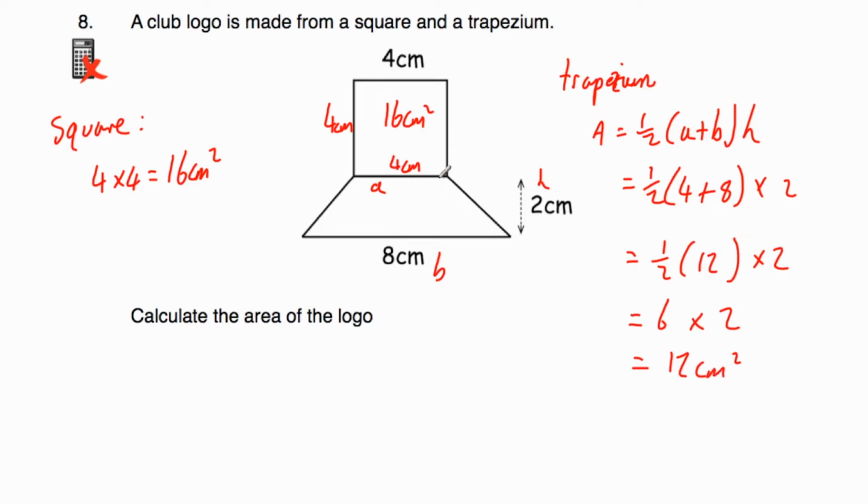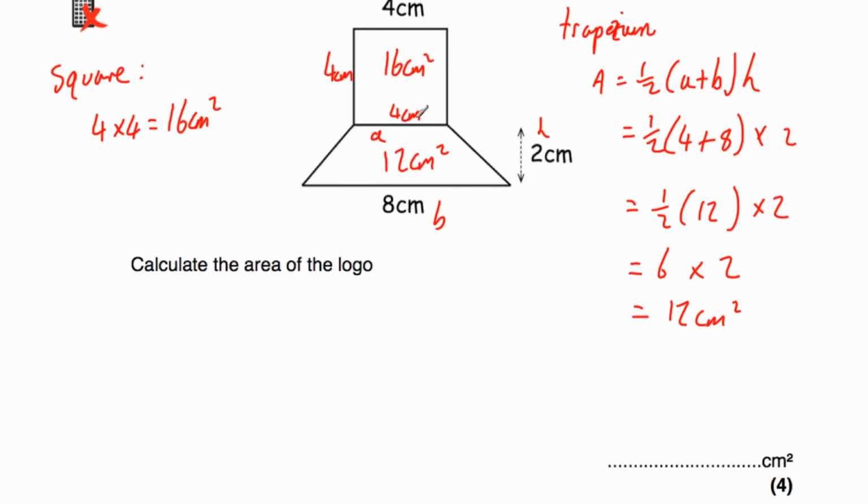Let's just check it. To get the area of this trapezium, we've done 4 plus 8 is equal to 12. Half that is equal to 6, and then 6 times 2 is equal to 12 centimeters squared. So the area of this trapezium is 12 centimeters squared. And then to get the area of the logo, we're going to add together the two areas, the area of the square, which is 16, and the area of the trapezium, which is 12, and 16 plus 12 is equal to 28. So the area of the logo is 28 centimeters squared. Okay, let's have a look at our next question.